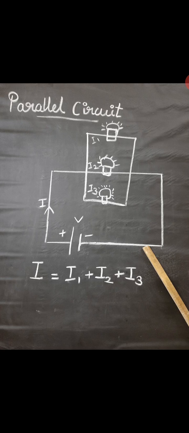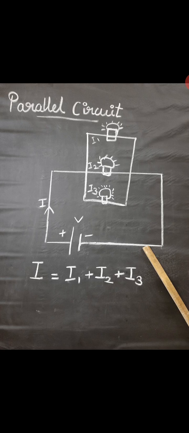Here the voltage across each resistor, that is each bulb, remains the same, but the current flowing through the circuit is divided across each resistor. In a series circuit everything is connected in the same connection, but in the parallel circuit they are connected in different circuits, so each and every bulb is connected in a separate connection. This is the parallel circuit.